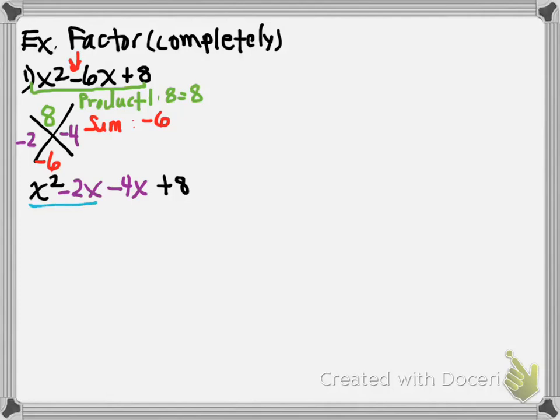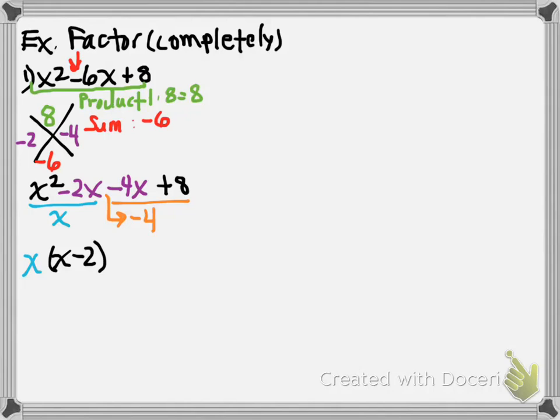What do those two have in common? X. They have an x. And what do the second pair have in common? Negative 4. We need to always, if there's a negative, we need to pull down the negative. Okay? So when I factor out, sorry, that's not a 2. Try that again. We're pulling out an x. So x squared divided by x is x, and then negative 2x divided by x is negative 2.